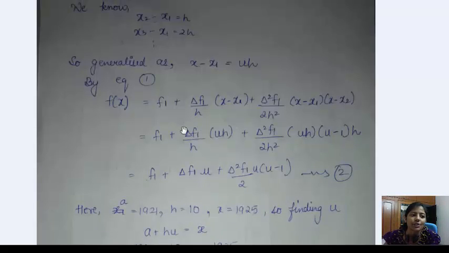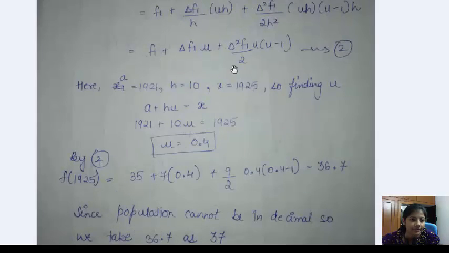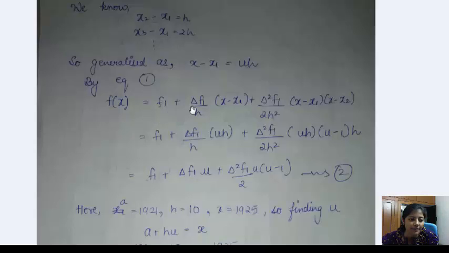Then now we know that x2 minus x1 is h, x3 minus x1 is 2h, and when we go on further we'll get xn minus x1 is equal to nh. So we'll write a generalized formula, that is x minus x1 is equal to uh. Now by equation 1, that is the forward difference formula, we have f(x) is equal to f1 plus forward difference of f1 upon h, and this will make x minus x1 as uh, x minus x2 as (u minus 1) into h. So here we are left with this equation: f1 plus forward difference of f1 into u plus second forward difference of f1 into u(u minus 1).